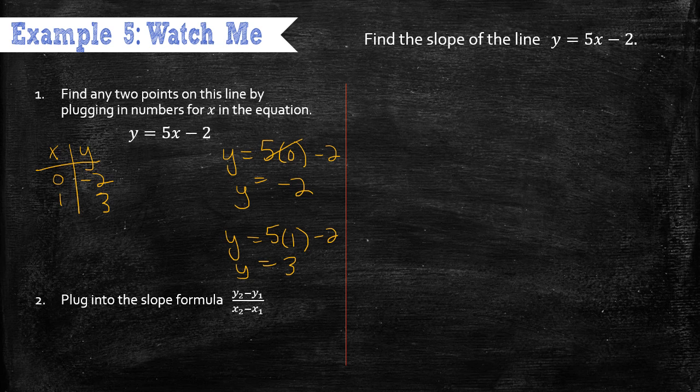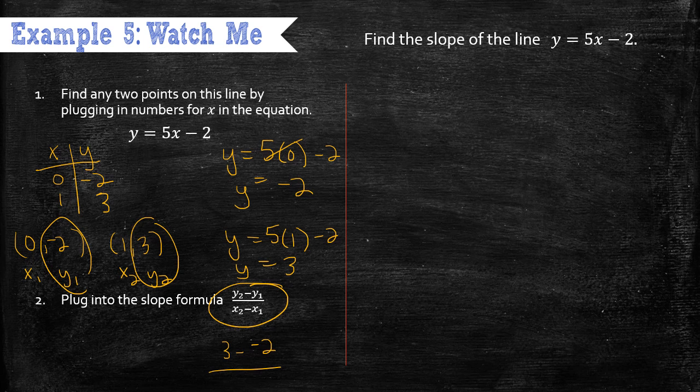So now that I have my 2 points, I have 0, -2, and I have 1, 3, I can plug those into the slope formula to find my slope. So x1, y1, x2, y2, and we plug it in. So my y2 is 3, and my y1 is -2. My x2 is 1, and my x1 is 0. So these two negatives make a positive, so I'm going to have 5 over, and then 1 minus 0 is 1. 5 over 1 is just equal to 5. So my slope for this equation is 5.